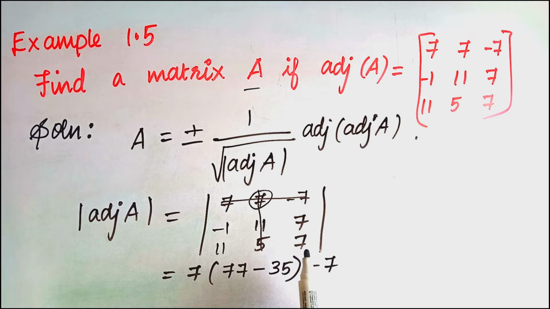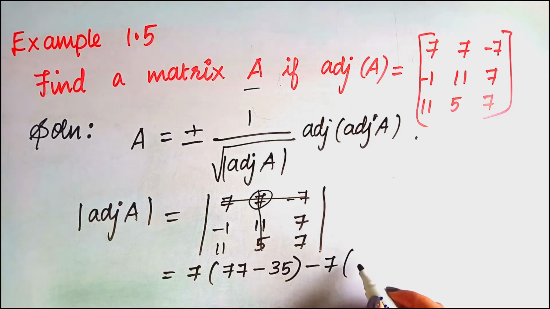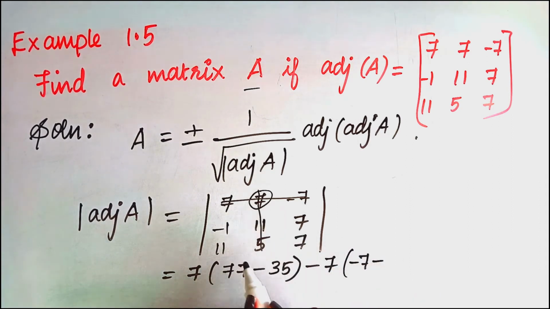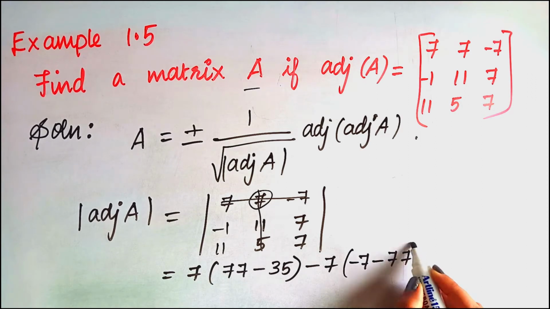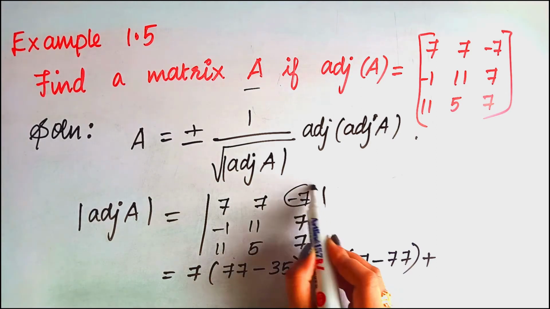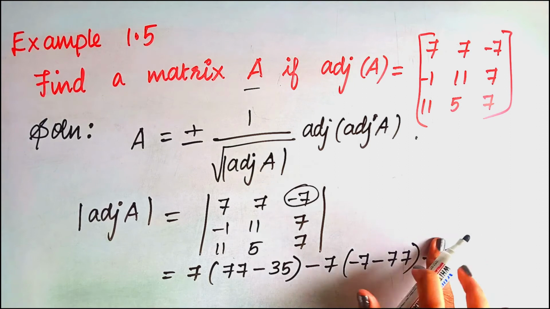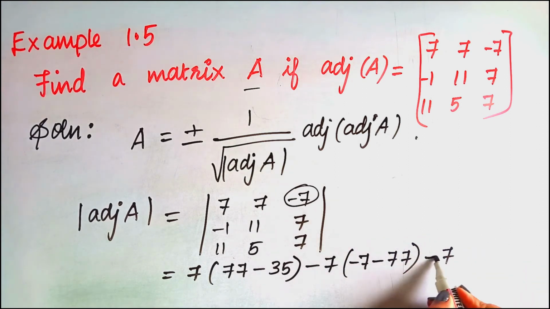And now you are going to cross multiply it, so that you'll get minus 1 into 7, which is minus 7, and you have to put a minus sign here, and then 7 into 11 you will get 77. Then you are going to put a plus sign because the signs follow a pattern, which is plus, minus and plus. And the third value is minus 7, so we are putting a minus 7 here. Minus into plus will be a minus, so we are putting a minus symbol here.